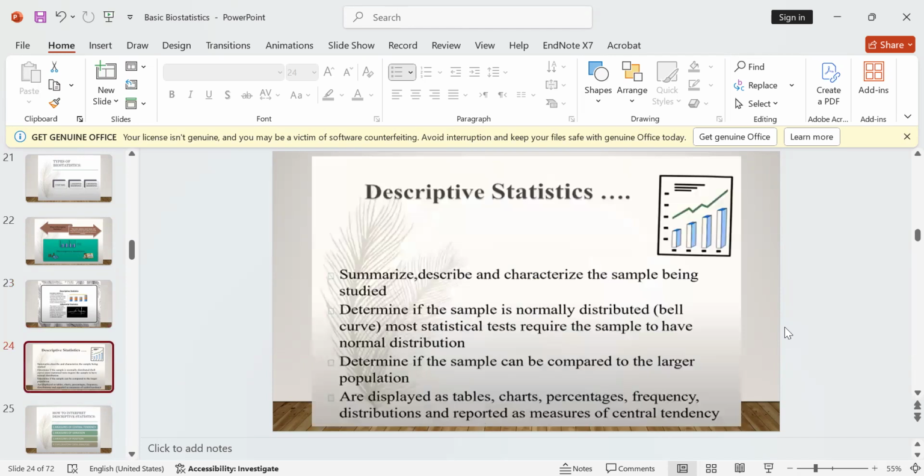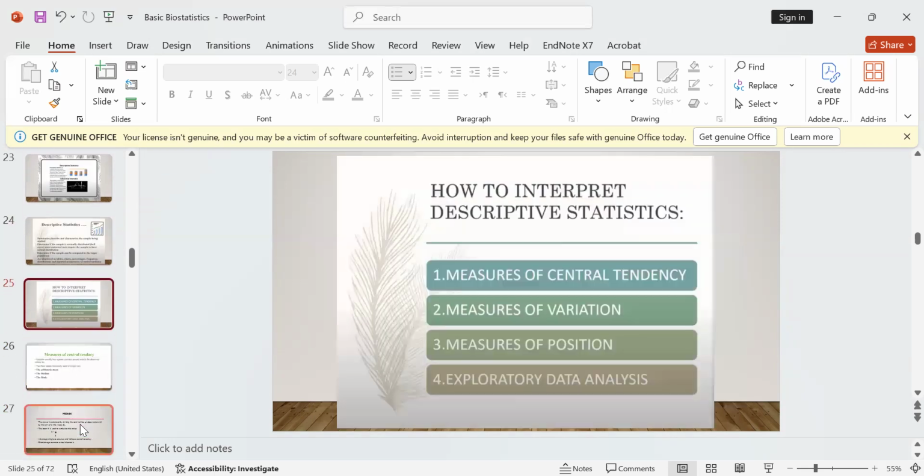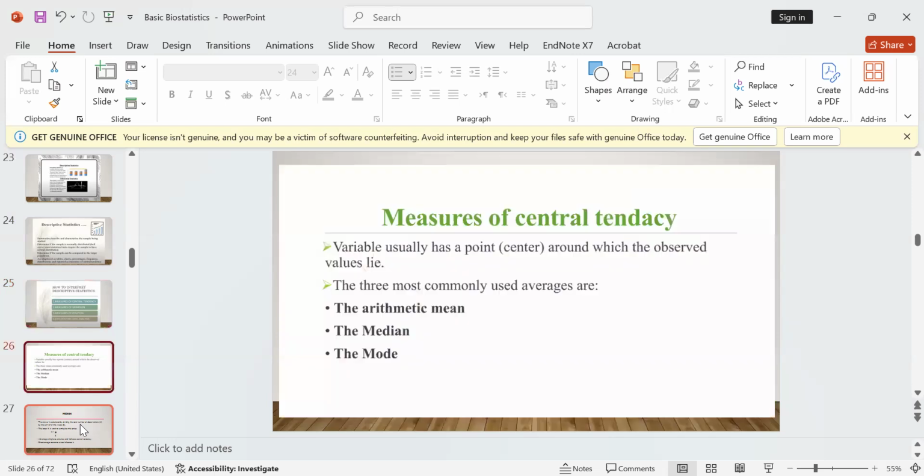Descriptive statistics summarizes, describes, and characterizes a sample being studied. It determines if the sample is normally distributed, a bell curve. Most statistical tests require the sample to have normal distribution. It determines if the sample can be compared to the larger population. Descriptive statistics are displayed as tables, charts, percentages, frequency distributions, and reported as measures of central tendency. How to interpret descriptive statistics? It includes the measures of central tendency, measures of variation, measures of position, and exploratory data analysis.